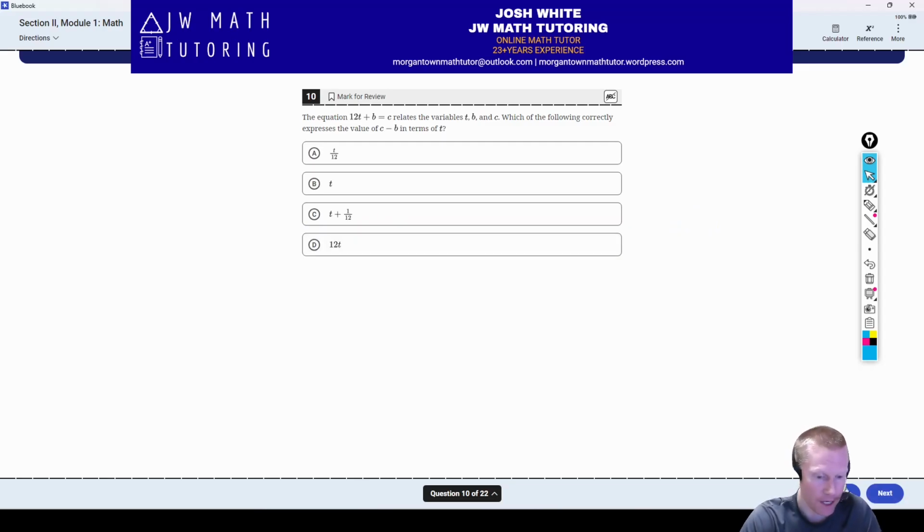All right, let's talk about this formula here. All we have to do basically to solve for c minus b, if you notice here, is just subtract b from both sides. It's literally just one step, and then c minus b is just going to equal 12t. So the correct answer for this is just letter D, and that's it.